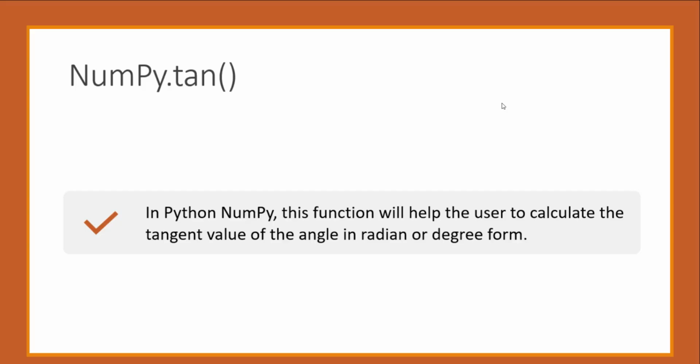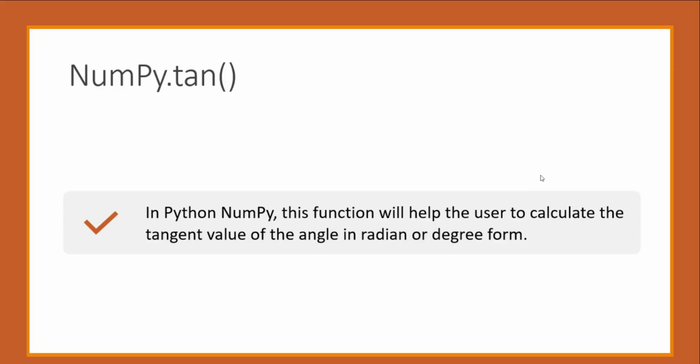Basically this function is used to calculate the trigonometric tangent for all the elements of the array which is passed as an argument. Within this function there are only two parameters. The first parameter is array, and it indicates the array elements whose tangent values are to be calculated. The next parameter is out. It specifies the shape of the output array. It always returns the corresponding tangent values of an array's elements.